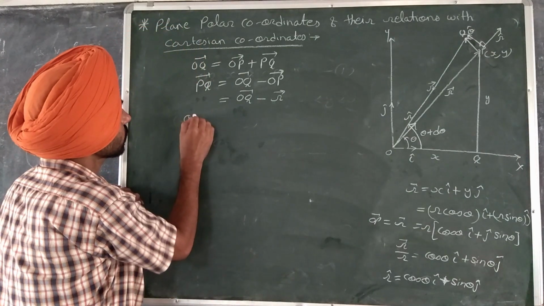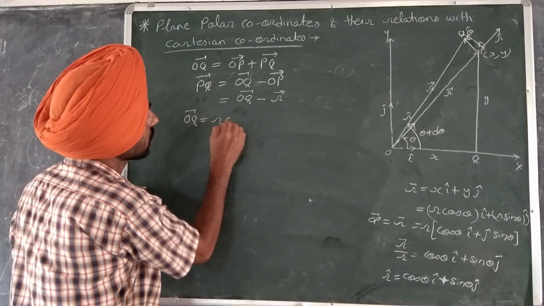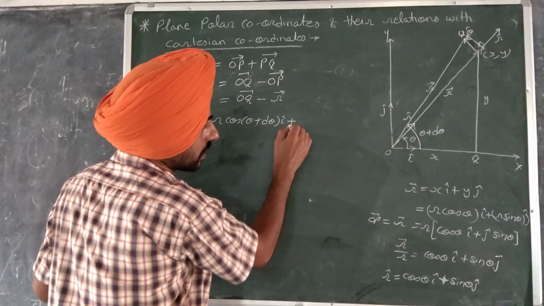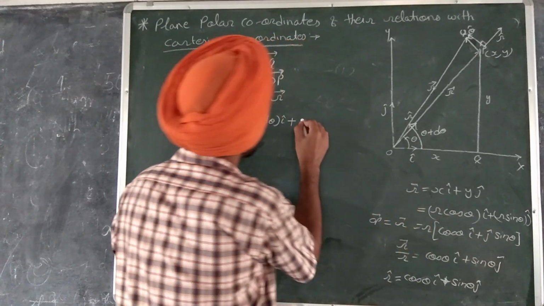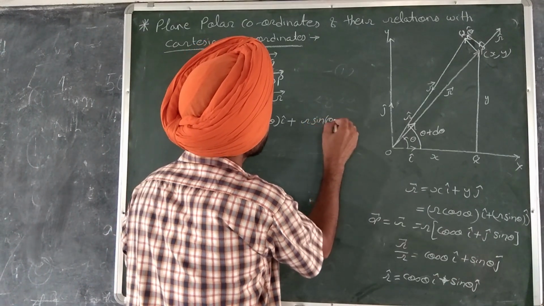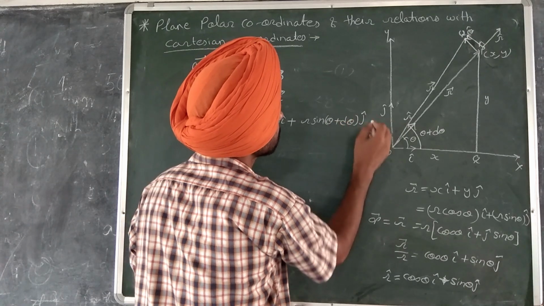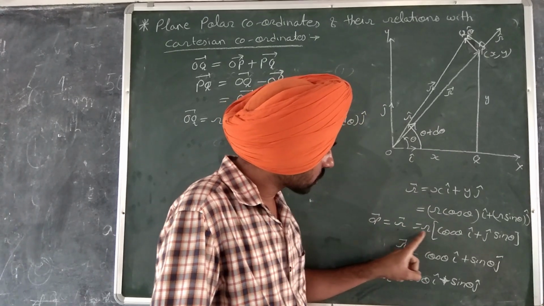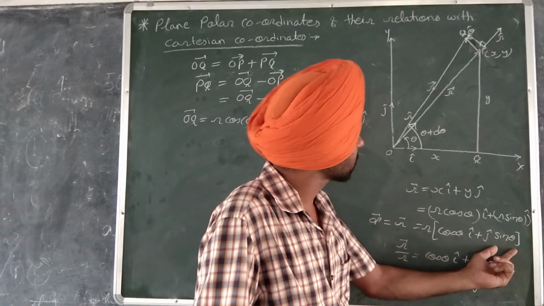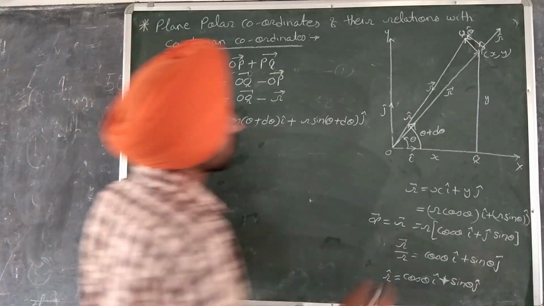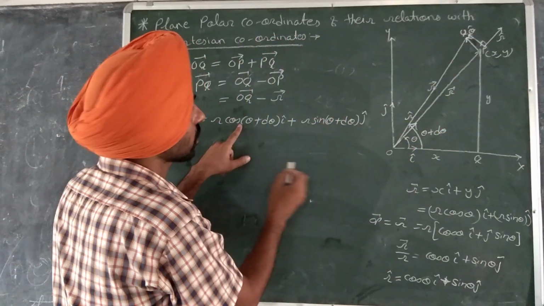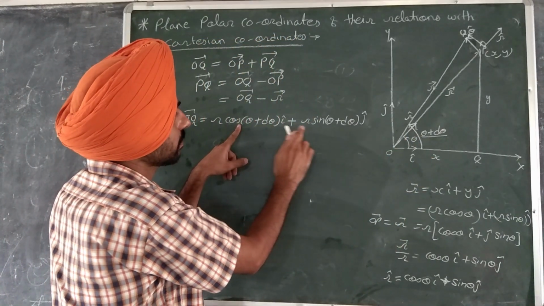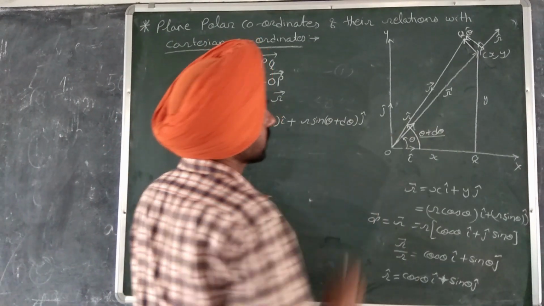So OQ equals R cos(theta plus d theta) i cap plus R sin(theta plus d theta) j cap. As we wrote for vector OP, vector R equals R cos theta i cap plus j cap sin theta. On a similar pattern, for OQ we have R cos, but instead of theta we have theta plus d theta as the angle now. So R cos(theta plus d theta) i cap plus R sin(theta plus d theta) j cap.